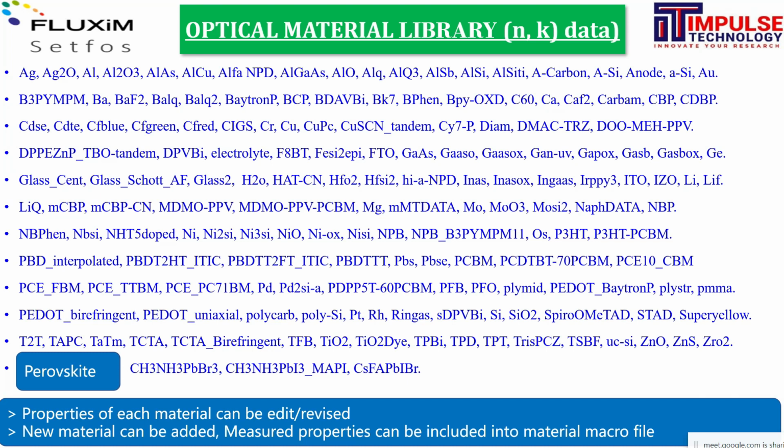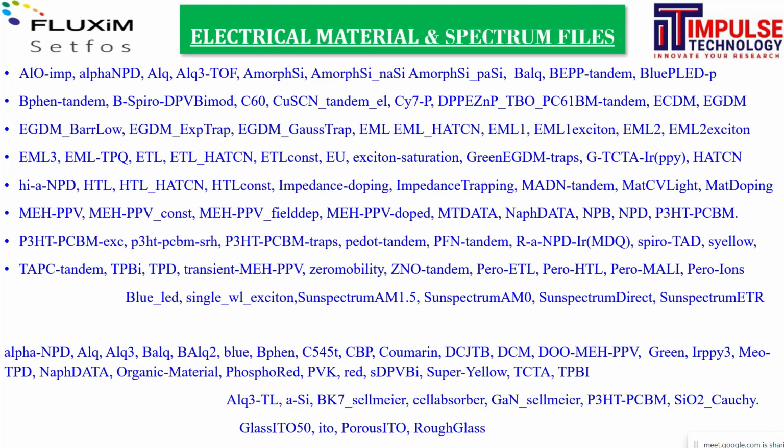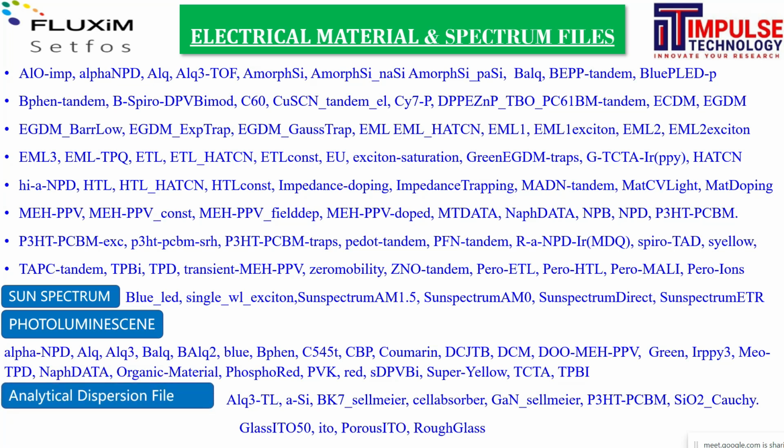So all organic, silicon and electrode type material will be there. Along with optical materials, you can also define these optical and electrical materials in the electron transport, hole transport, emissive layers, trapping, impedance, doped layer, alpha-NPD, NPB, P3HT, PCBM, TAPC, or whatever emissive layers, all of which you can find here.